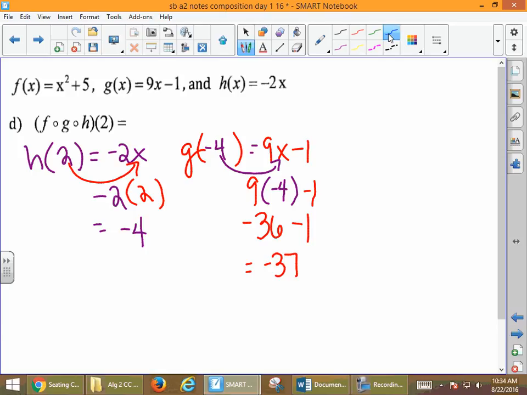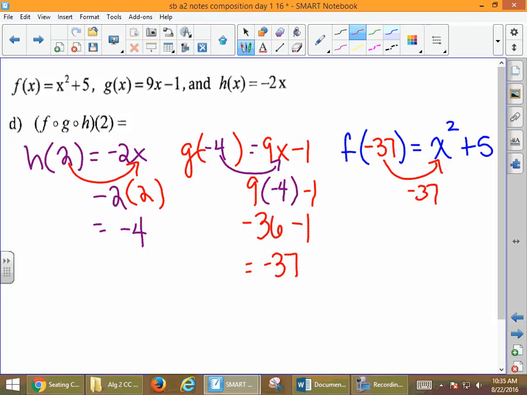So now we're going to take that output. We're going to go through these motions one more time. We're going to go back into our f function, which is x squared plus 5. Let's take that negative 37 and put it back in for our x. We need to be careful. If you're using a calculator, you must have parentheses around that.